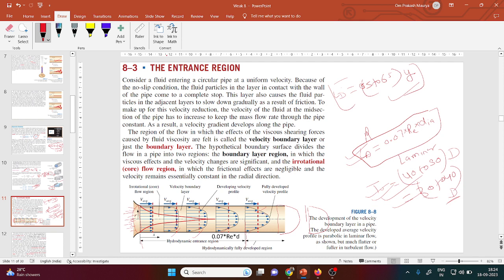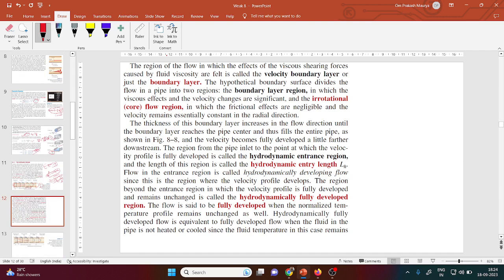So this is very, very important. 0.07 RD, and I think you need to remember this every time. So this is the very basic definition.